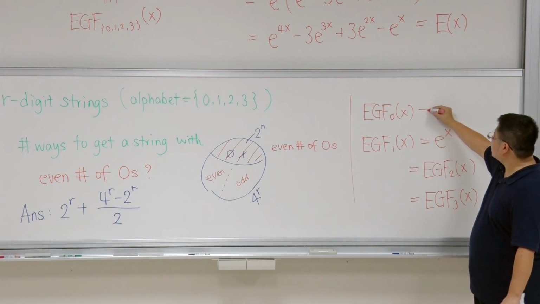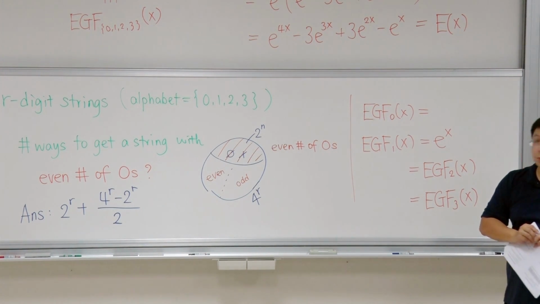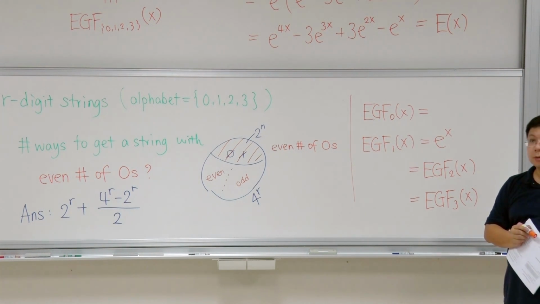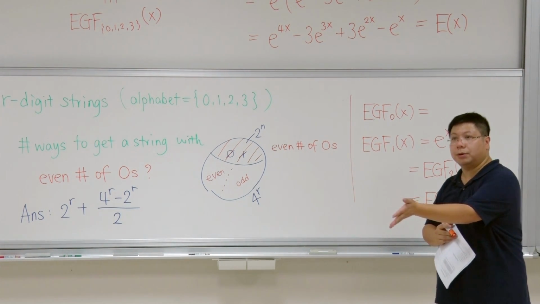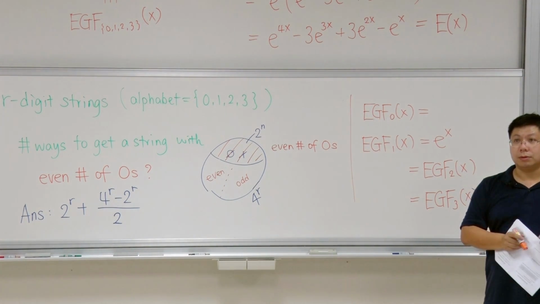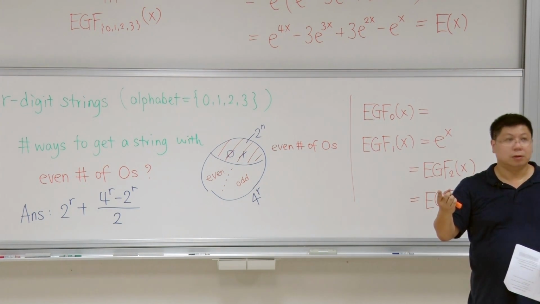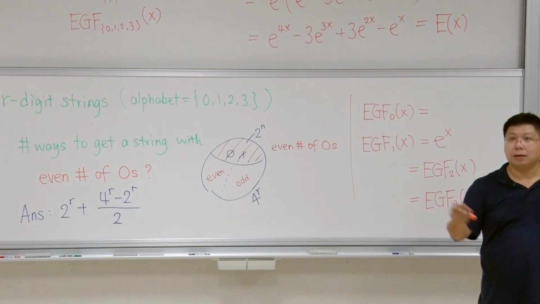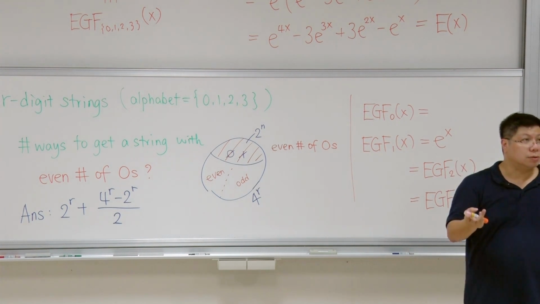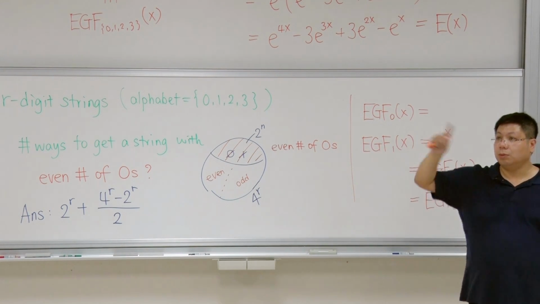Now the problem here is, what is the EGF for 0? For 0, there are restrictions. We can choose only an even number of zeros. Now we have an unlimited supply of 0, but we can only choose an even number of zeros. How many ways can we choose 0 zeros? 1. How many ways can we choose 1 zero? 0. We can't choose just 1 zero, because we need an even number of zeros. How many ways can we choose 2 zeros? 1. 3 zeros? 0. 4, 1.